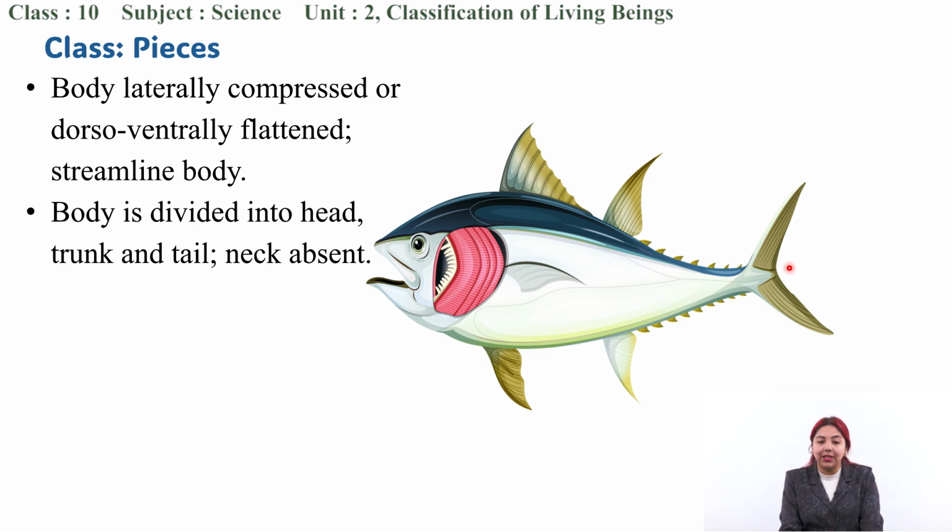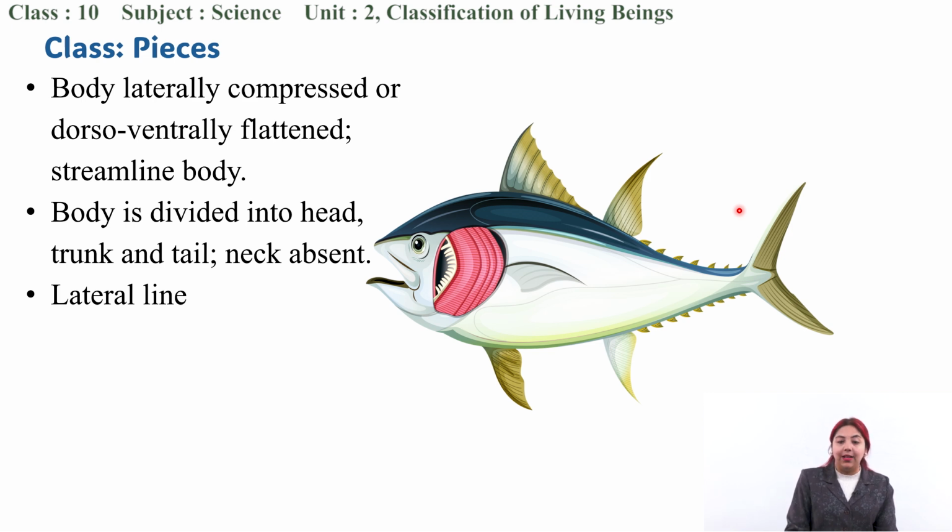Now the body is divided into head, this is the head, this is the trunk region, and this is the tail region. Now you cannot see the presence of a neck. So Pisces do not have a neck. Their body is divided into head, trunk and tail. They also have a lateral line in their body.